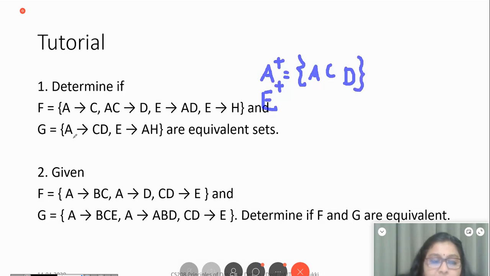Okay. And look here, A determines C, D is our rule, isn't it? So C and D have come into the closure set. Okay. So this means that this FD can be inferred from FD set F.